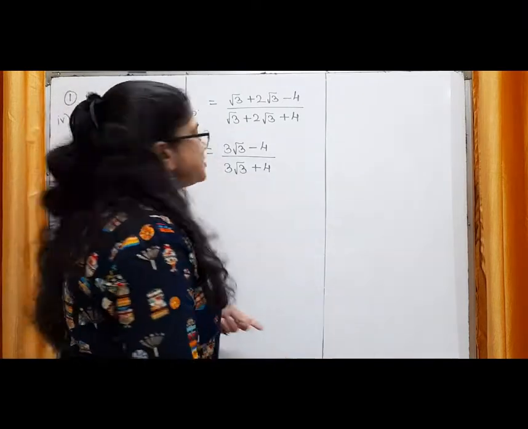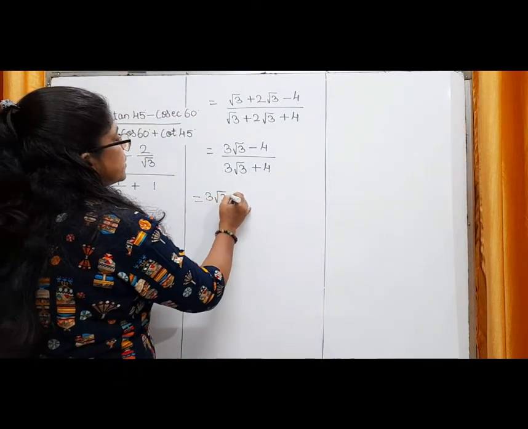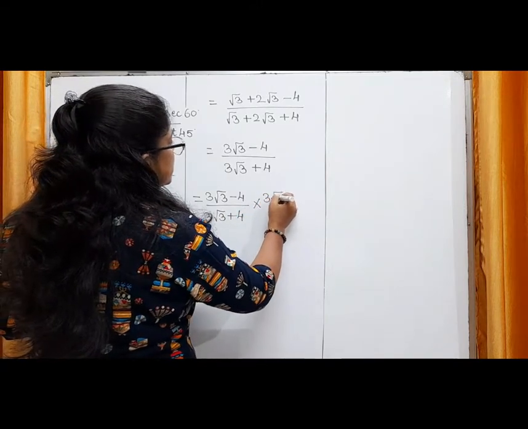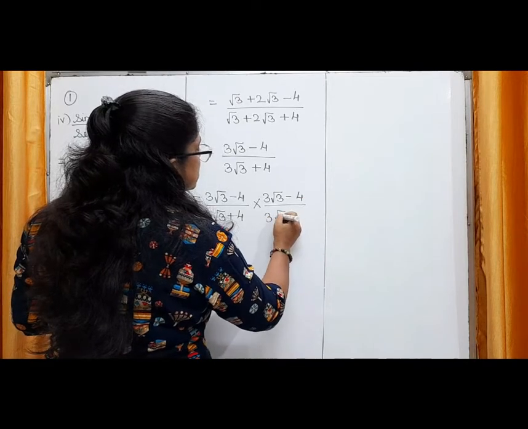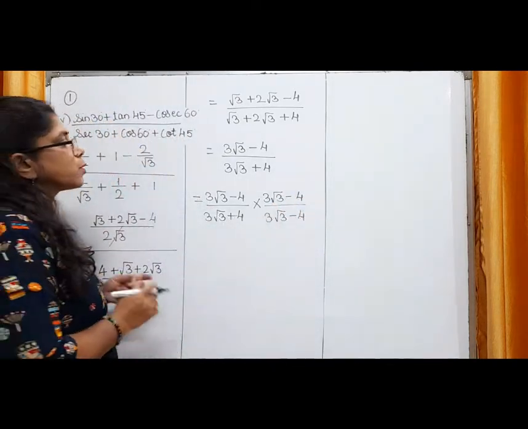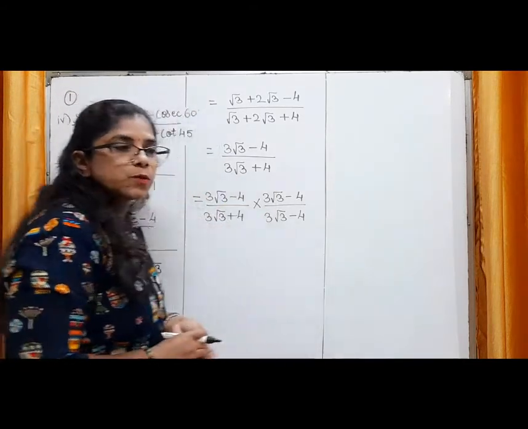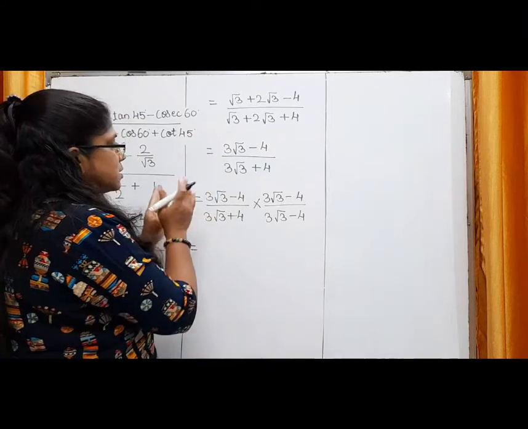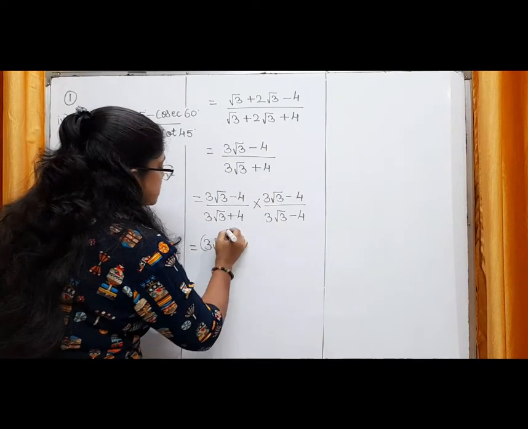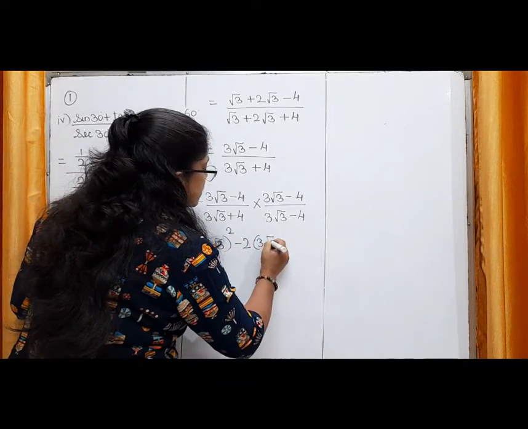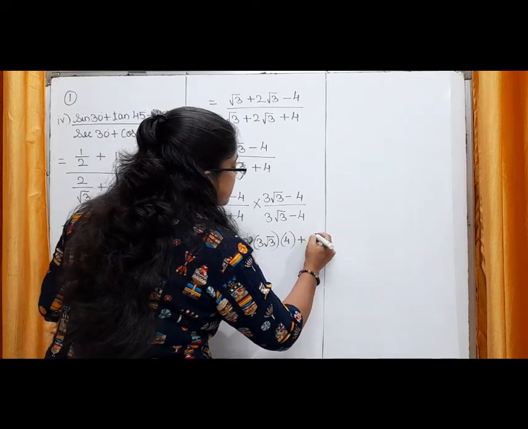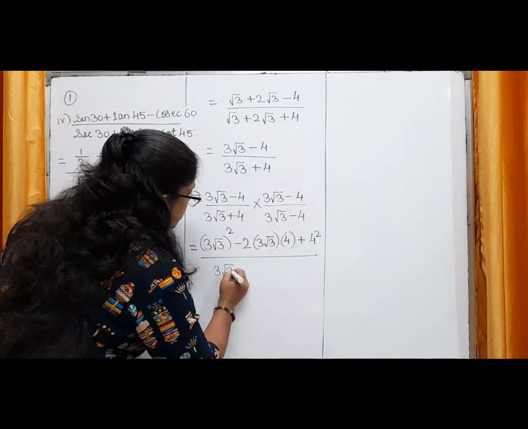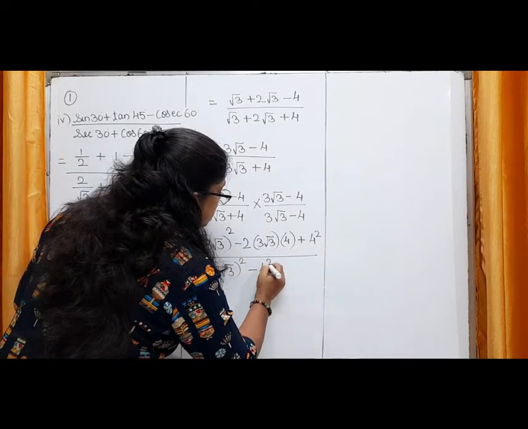Now we have to rationalize the denominator. Multiply 3 root 3 minus 4 upon 3 root 3 plus 4 by 3 root 3 minus 4 upon 3 root 3 minus 4. Now the numerator is something like (a minus b) whole square, which is a square minus 2ab plus b square, and the denominator is (a plus b) into (a minus b), so it is (3 root 3) square minus 4 square.